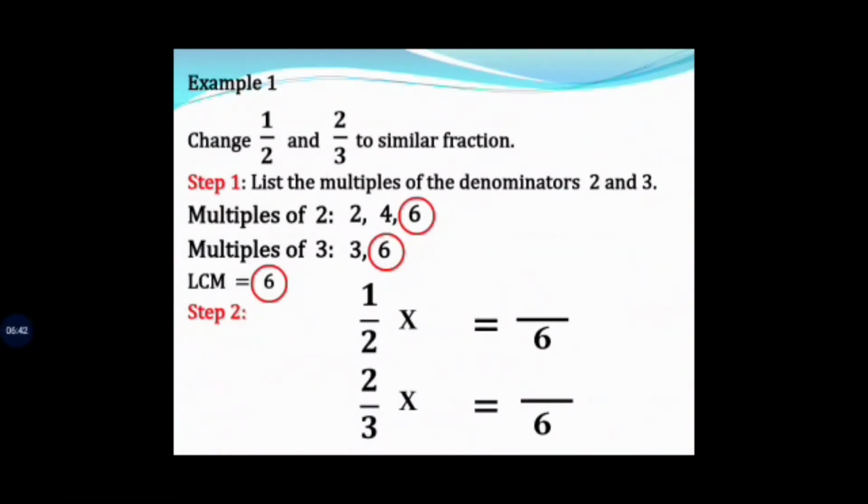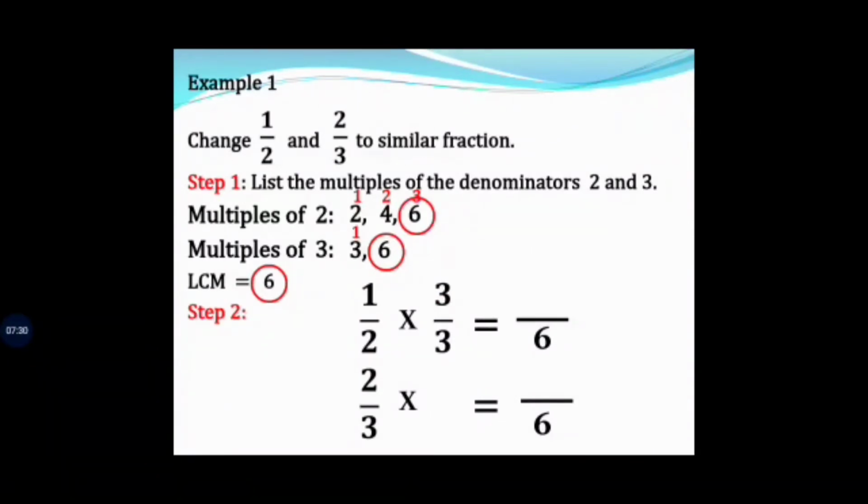So, for those who have difficulty in dividing numbers, this is the easiest way to find the numbers to be multiplied by 1/2 and 2/3. First, we are going to count the number of places for the multiples of 2. 2 is 1, 4 is 2, and 6 is 3. Now, we are going to use 3 as 3 over 3 to be multiplied by 1/2.